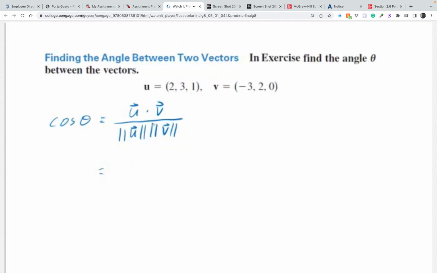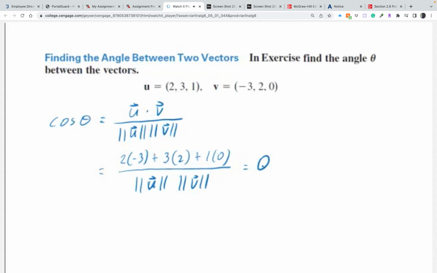This will be equal to, carrying out the dot product, 2 times negative 3 plus 3 times 2 plus 1 times 0. And if we look at that, that's actually going to add up to be 0. So we won't even bother figuring out the magnitude of u or the magnitude of v, because it's just going to be equal to 0 anyway. Therefore, we know that cosine of theta is equal to 0, which implies that theta is equal to pi halves, which is equal to 90 degrees.